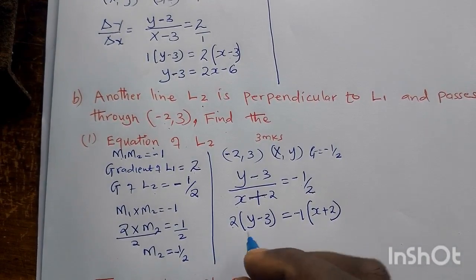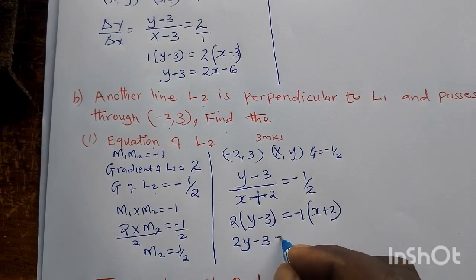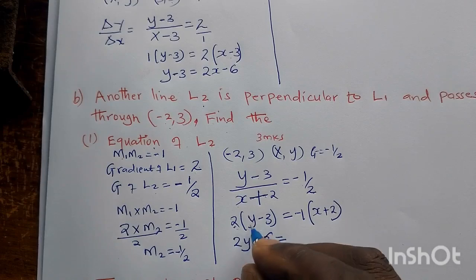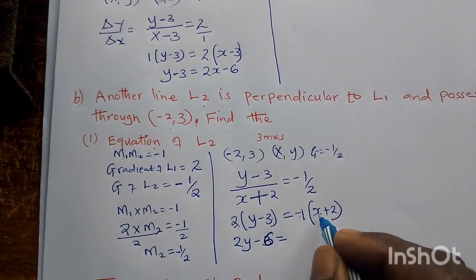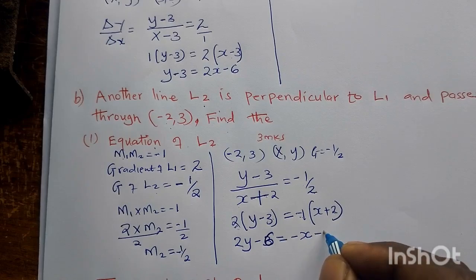Next one, let's open the bracket. 2y minus 3 is equal to -6, sorry. 2 times y, 2y. 2 times -3, -6, is equal to -1 times x, -x. -1 times 2, -2.